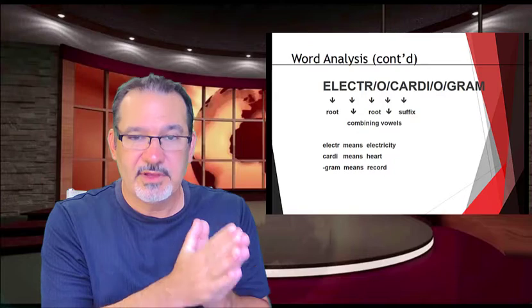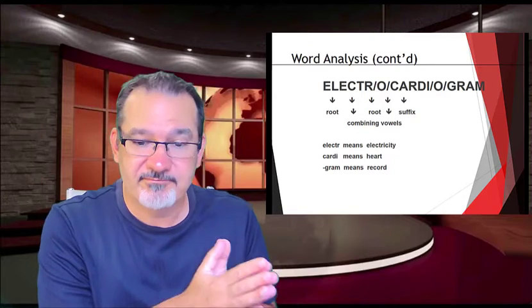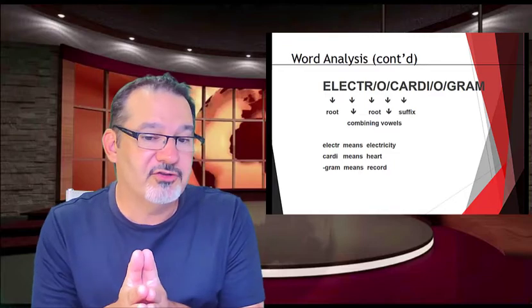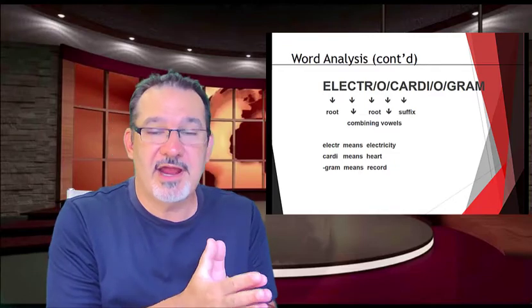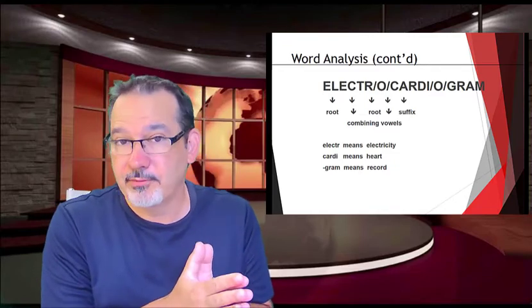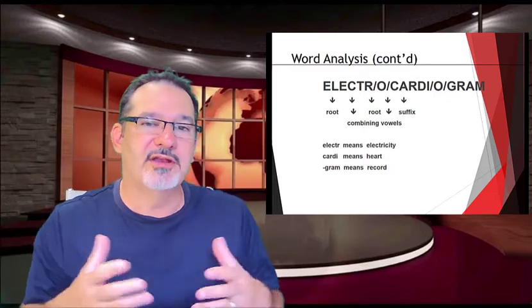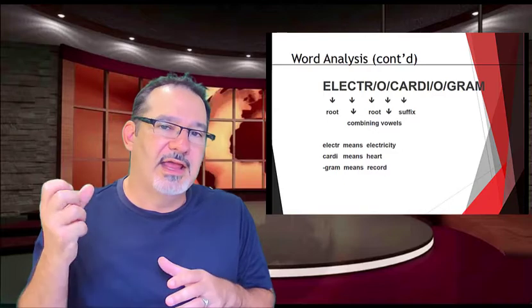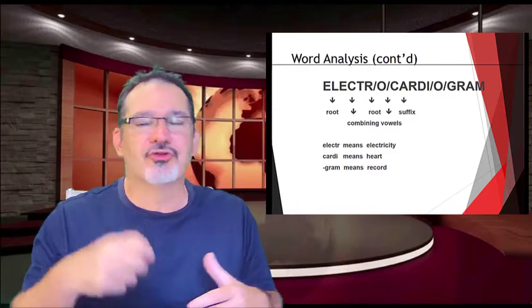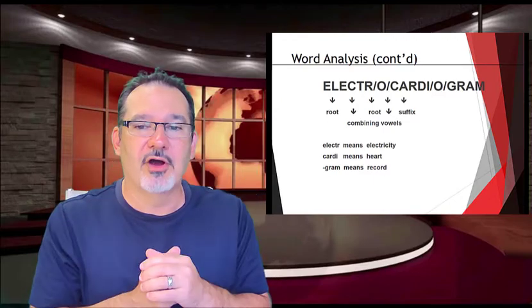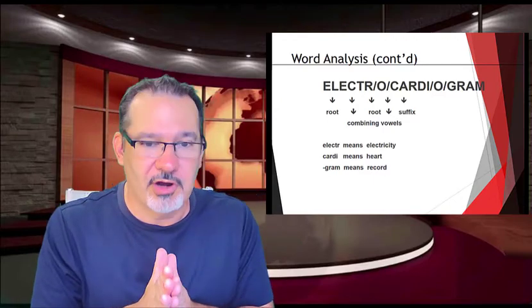Electro is referring to electrical activity, or electricity. Cardi is referring to the heart, and gram is to record. So when we break this term down from back to front, we can define it as a record, or to record, the electrical activity of the heart. And then the combining vowels are O: electrocardiogram.